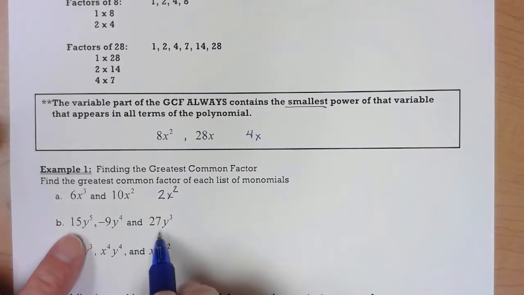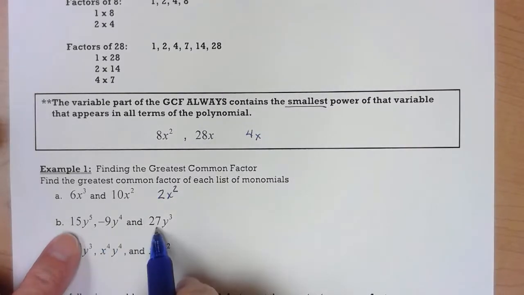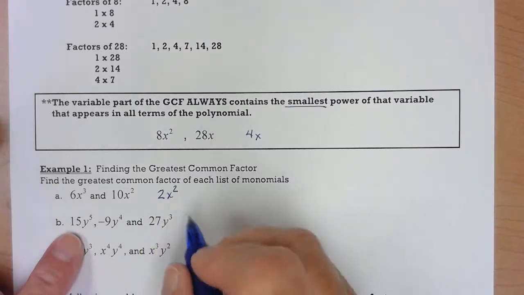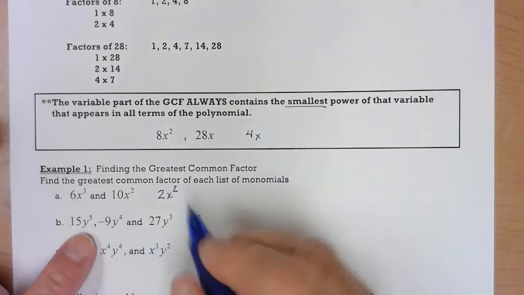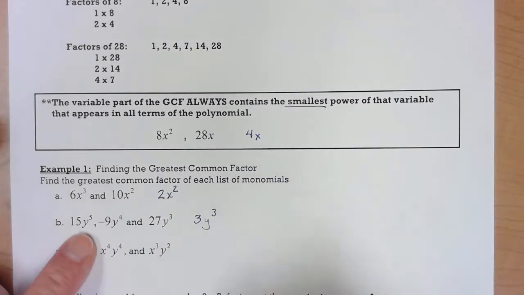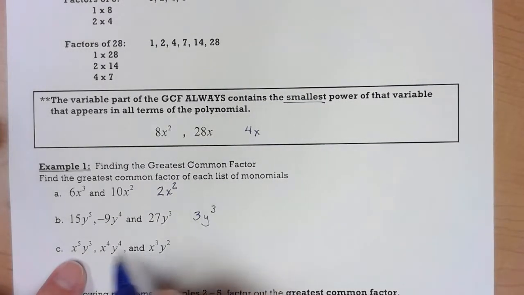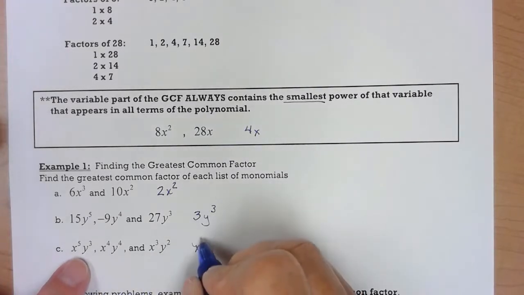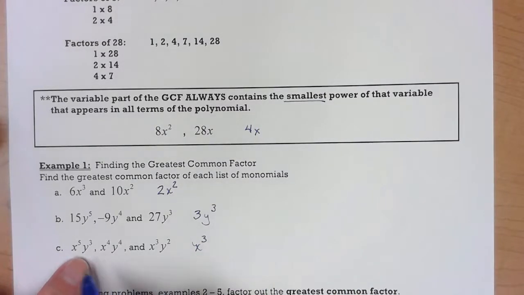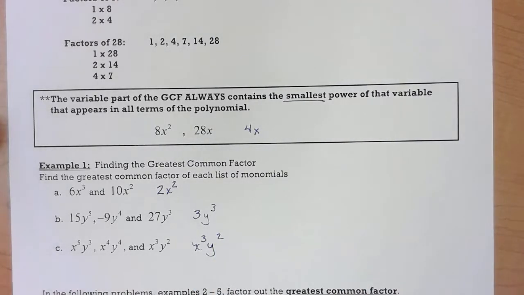Now this one I've got y's. So again, pause me. See 15, -9, and 27. The largest number that will go into all 3 of those would be a 3. With respect to the variables, it would be y cubed. This one, my coefficient is 1, so I don't worry if it's 1. But x, I would be factoring out a 3. My y's, it would be y squared. So that would be my GCF for those particular problems.